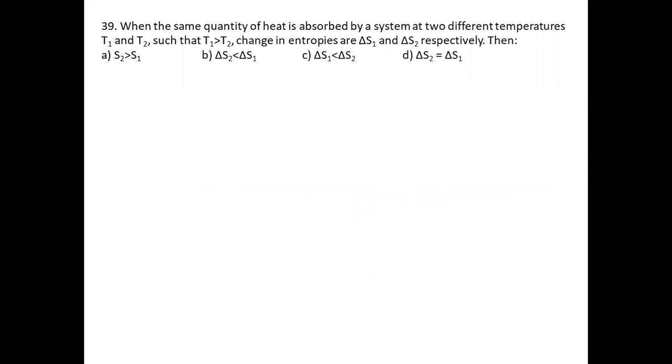39. When the same quantity of heat is absorbed by a system at 2 different temperatures, T1 and T2, such that T1 is greater than T2, the changes in entropy are delta S1 and delta S2 respectively. Then what is the correct relationship between the changes in entropy? We know that in thermodynamics we are concerned with entropy change, which is characterized by the symbol delta S. What is entropy? It is the measure of randomness or disorderliness of a system. And due to the transfer of heat, delta S can be taken as the ratio of Q divided by T.